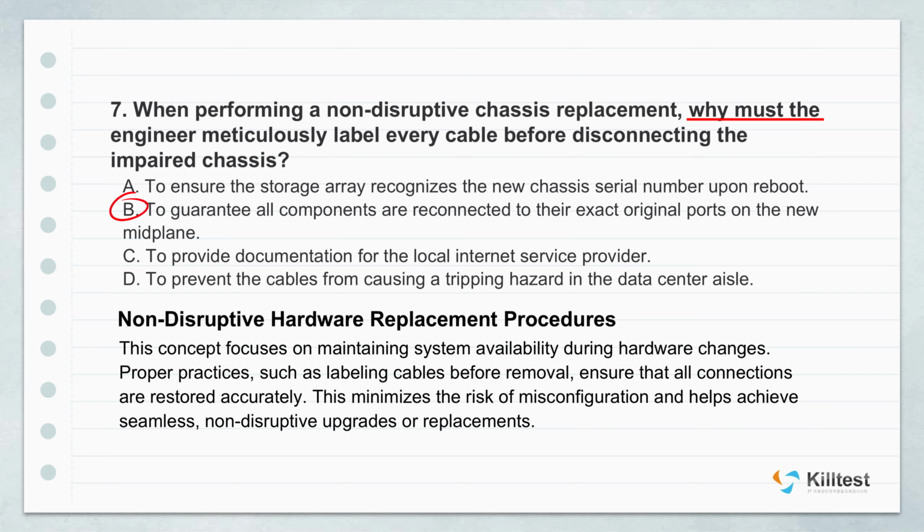And option D, well, while preventing tripping hazards is great for workplace safety, it is not the deeply technical architectural reason defined by the NS0-094 exam objectives. Exactly. Safety first, but that's not what the exam is testing here.